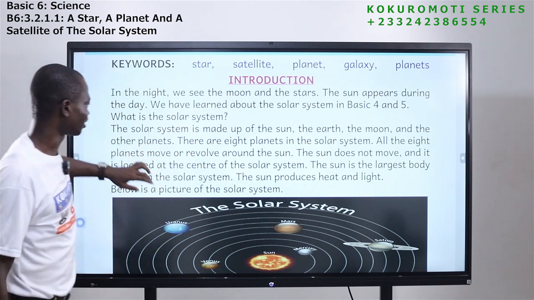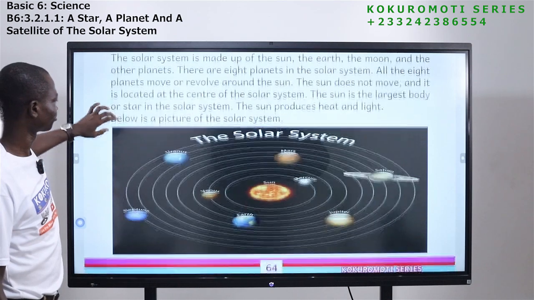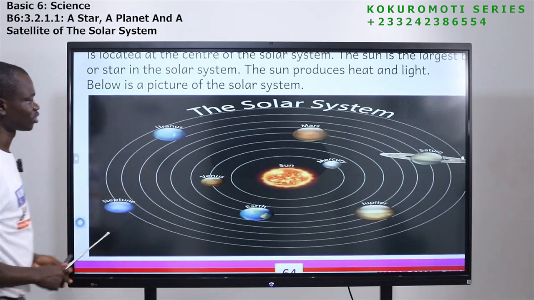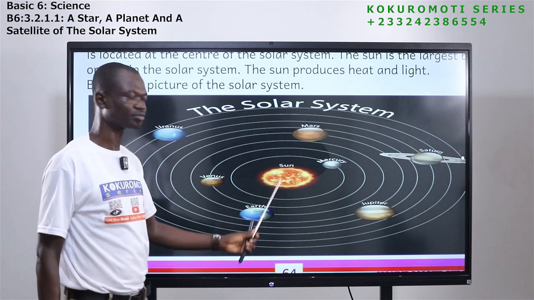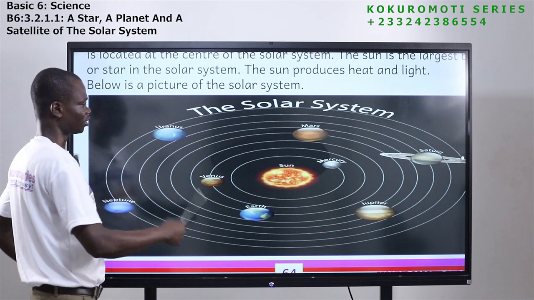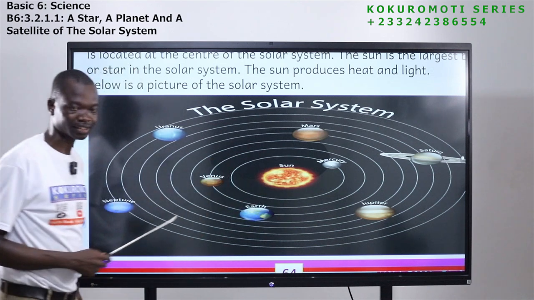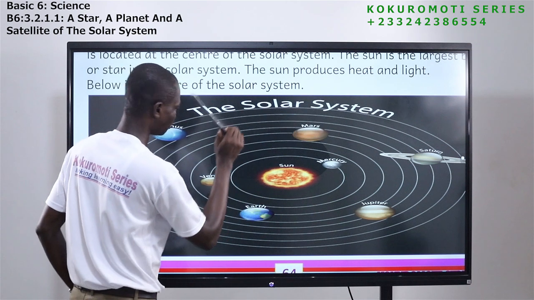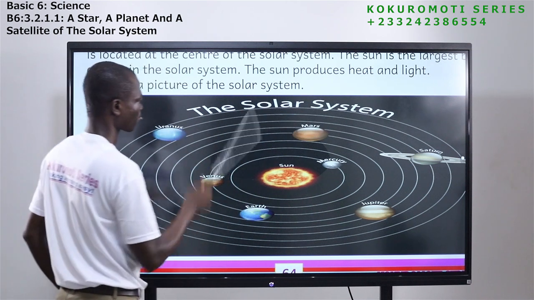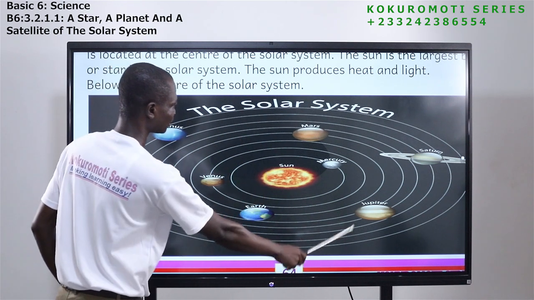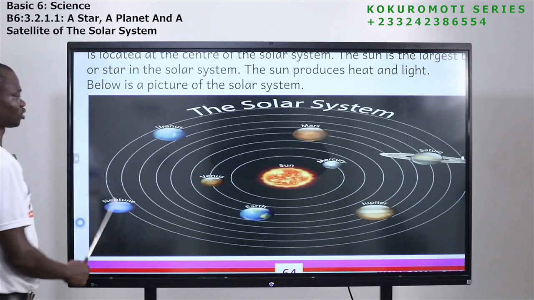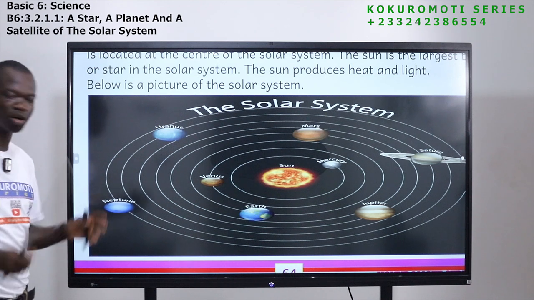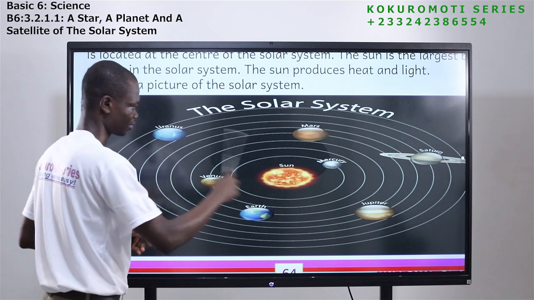Okay, so now let's look at this. This is how the solar system looks like. So at the center we have the sun, and we can see other objects around it. Let's look at them. This is the sun. We have Mercury, Venus, Earth, Mars, Jupiter, Saturn, Uranus, Neptune. So these are the 8 planets. They all move around the sun.